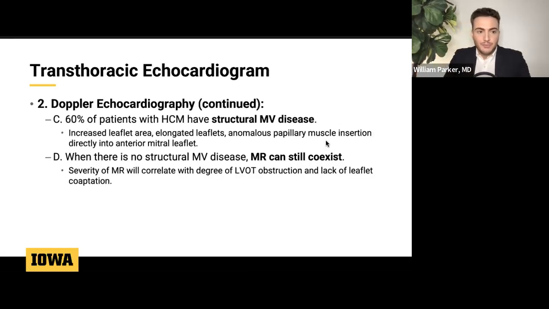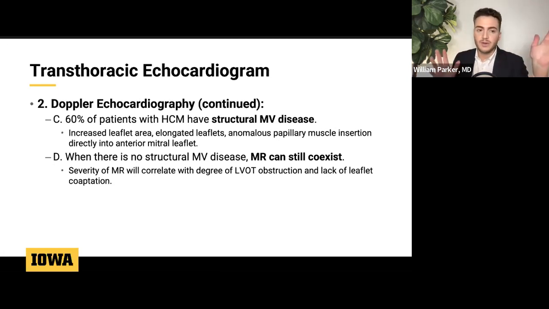The last thing you really want to pay attention to on Doppler echo is the mitral valve. There's mitral valve disease in the majority of patients with hypertrophic cardiomyopathy, structural disease, that is. So an increased leaflet area, elongated leaflets, elongated chordae, and anomalous papillary muscle insertion directly into the anterior mitral leaflet. All of these, I think, are considered to be a consequence of just the mitral valve constantly being sucked out of coaptation into the LVOT.